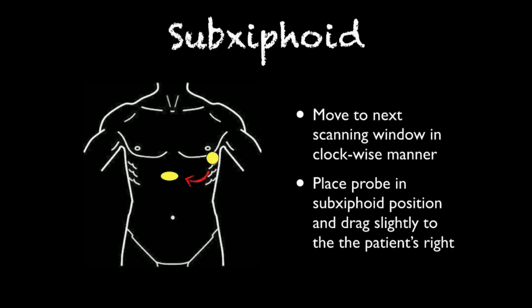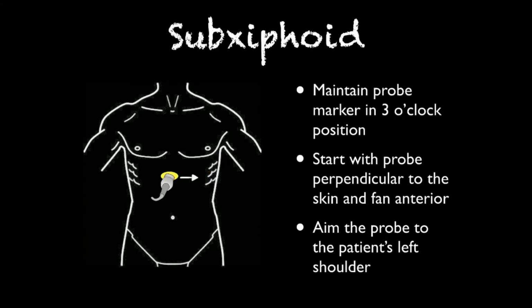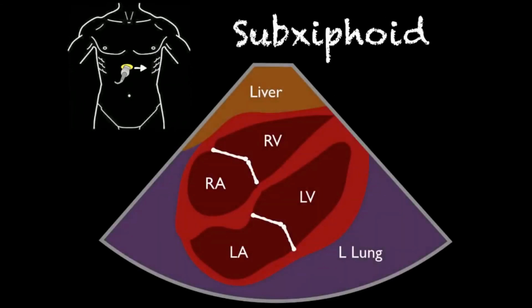Once you push down a ways, and slowly so they don't feel like you punched them in the stomach, then you're going to turn your probe and aim it up towards that left shoulder. And once you get up to that left shoulder, you're going to get a view that looks like this. You'll see your liver. You're going to use that as a sonographic window.